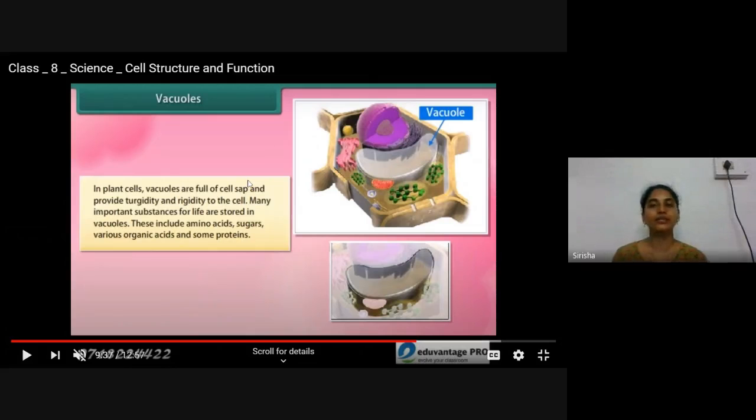So these are the different cell organelles which are present inside the cell, which have varied functions according to the conditions, whether it is a single-celled organism or a multicellular organism, and the differences between plant cell and animal cell. Thank you.